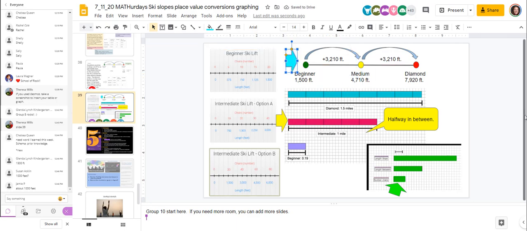Hi, Teresa. It's Laura. Group 9, we were kind of talking about how we would think that the intermediate ski lift would be like the halfway length between beginner and diamond. Since I teach 4th grade, I always bring everything back to a number line, figuring out the difference between 7,920 and 1,500, and then calculating what that exact halfway point would be in feet.